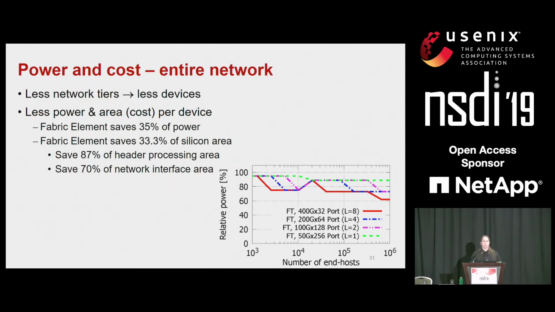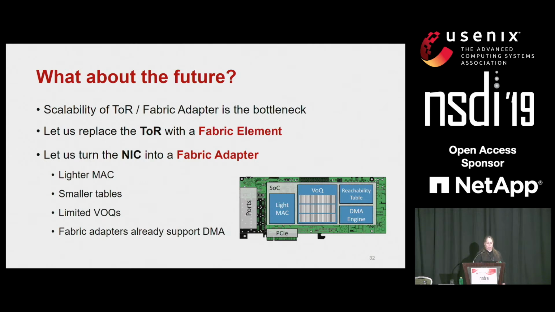OK, so what I did so far was to say, make the network fabric simple, push the complexity to the edge. But what about the edge? The edge is still complex. I still have the bottleneck that is the top of rack.